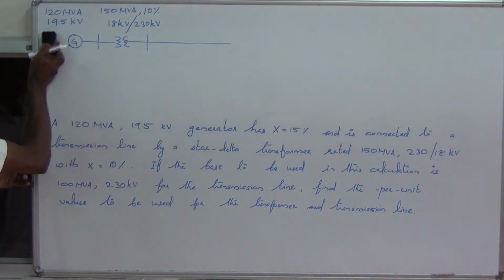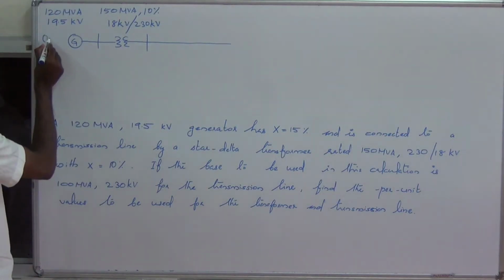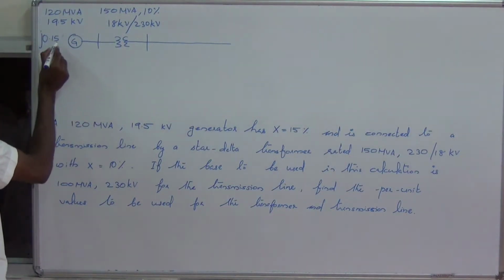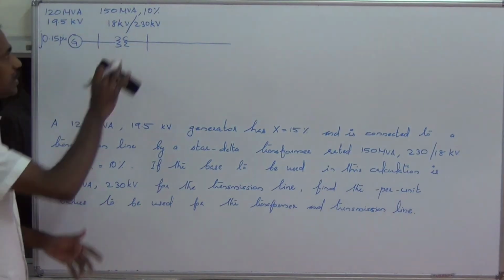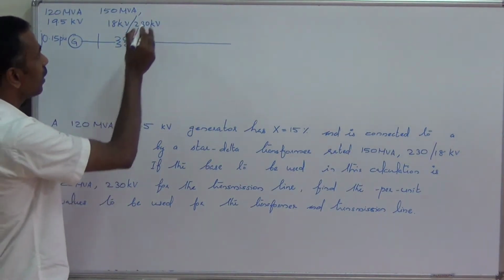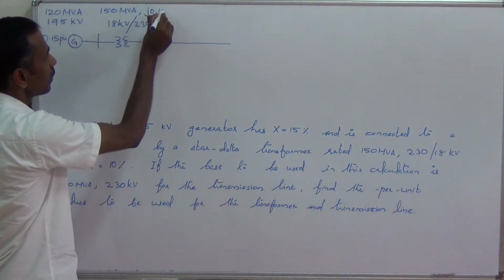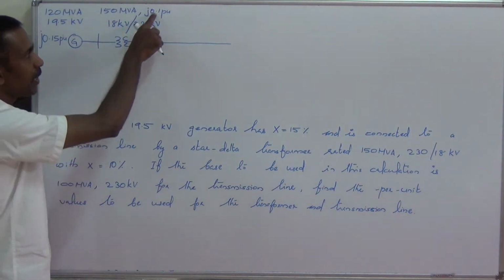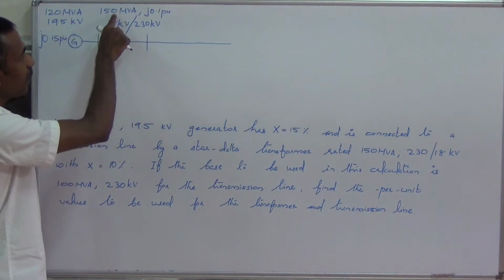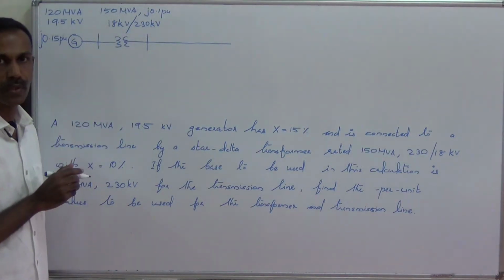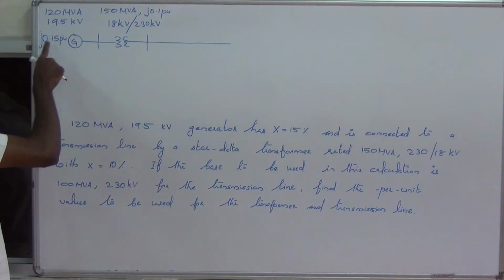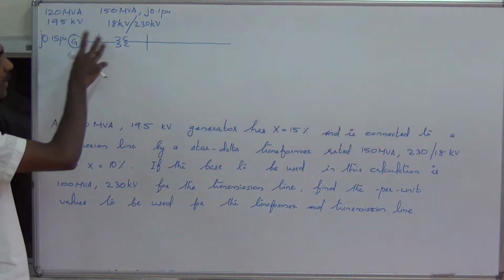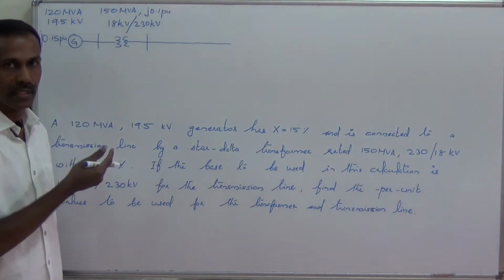This 15% is same as 0.15 per unit. So it is j0.15 per unit. This 10% is same as 0.1 per unit. So it is j0.1 per unit. This per unit reactance is given with a base of 150 MVA and 18 bar 230 kilovolt. This per unit reactance is given with a base of 120 MVA and 19.5 kilovolt.